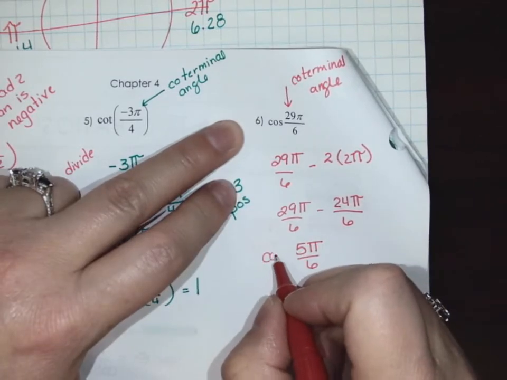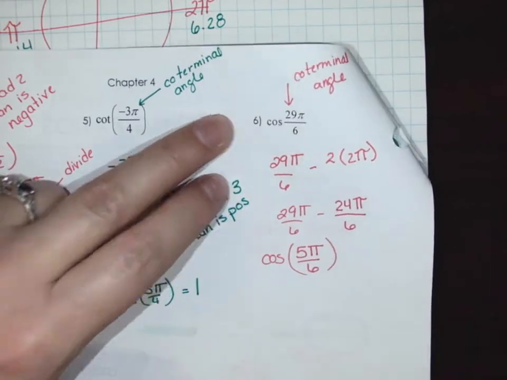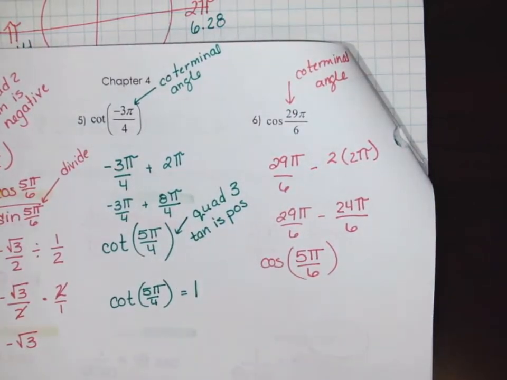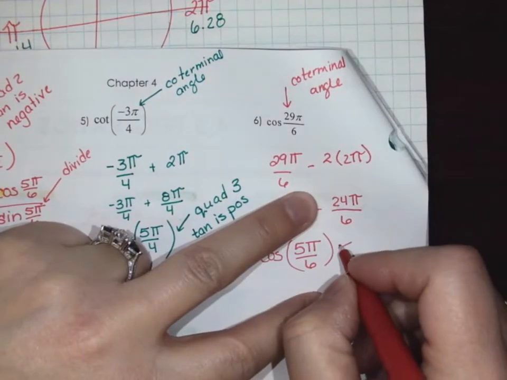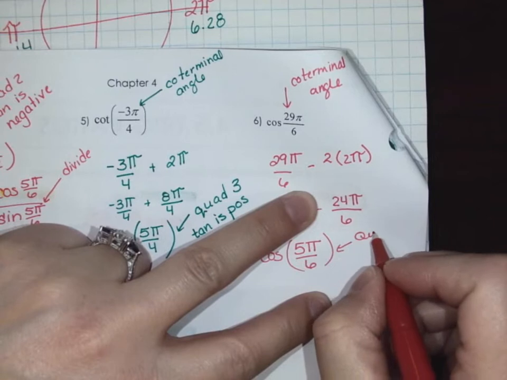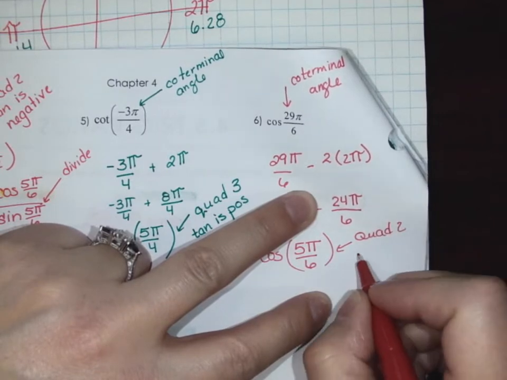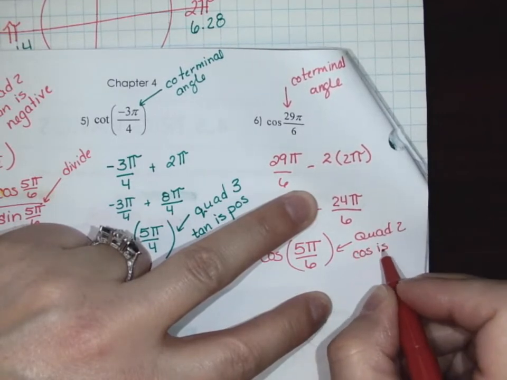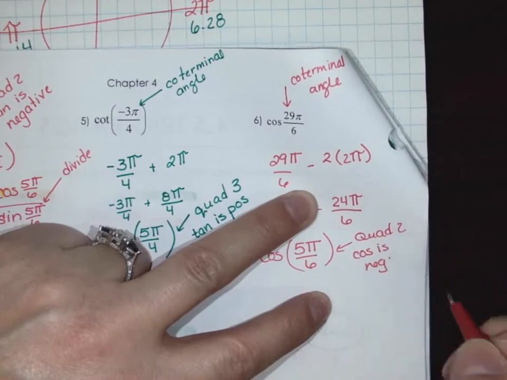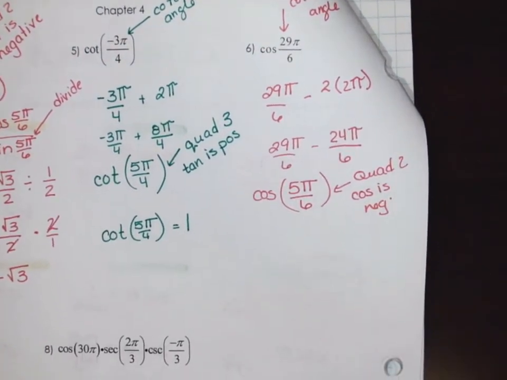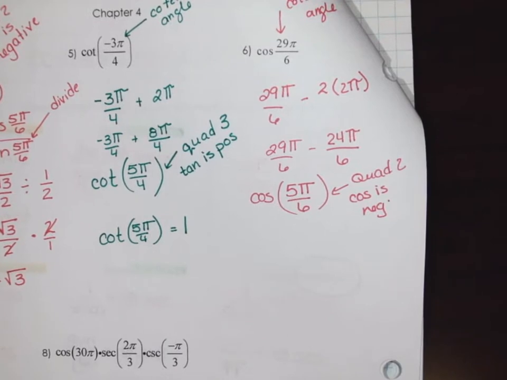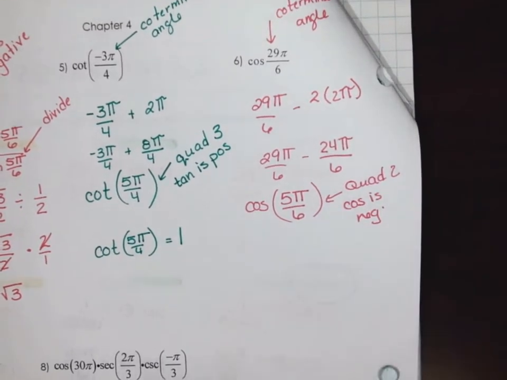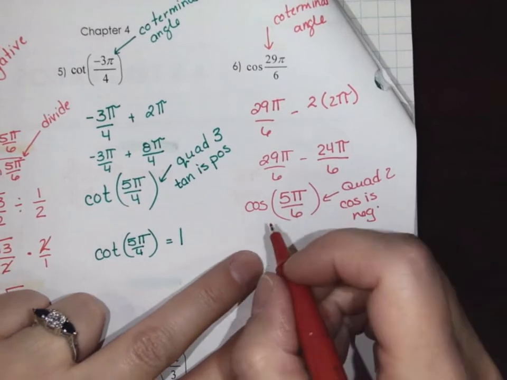So I'm looking for cosine of 5 pi over 6. Quadrant 2. What do we know about cosine in quad 2? It is negative. Cos is x. So it's negative square root of 3 over 2. Yeah, it's the long one.